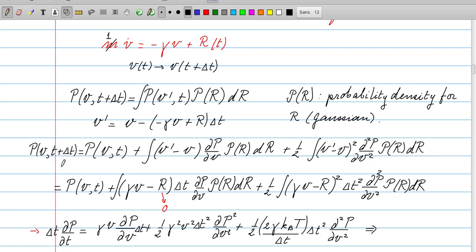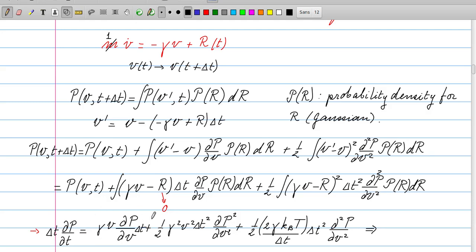Then we subtract p(v,t) on left and right hand side, so that on the left hand side we have a finite difference for p at t plus delta t and t, and I can write that to first order in delta t as delta t times the partial derivative of p with respect to time. Then on the right hand side I first have this term with the gamma v. This term is independent of r, and if I take the integral over the curly p of r times dr, that's a normalized probability distribution, so it gives me a 1, and this is the result of that term.